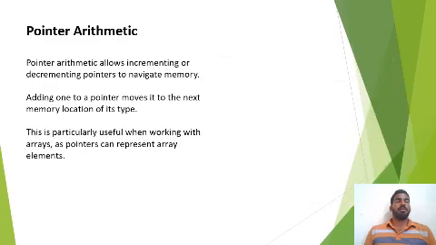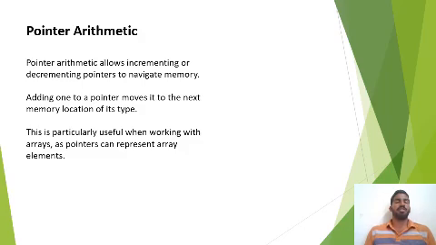Pointer arithmetic. Pointer arithmetic allows incrementing or decrementing pointers to navigate memory. Adding one to the pointer moves it to the next memory location of its type. This is particularly useful when working with arrays, as pointers can represent array elements.